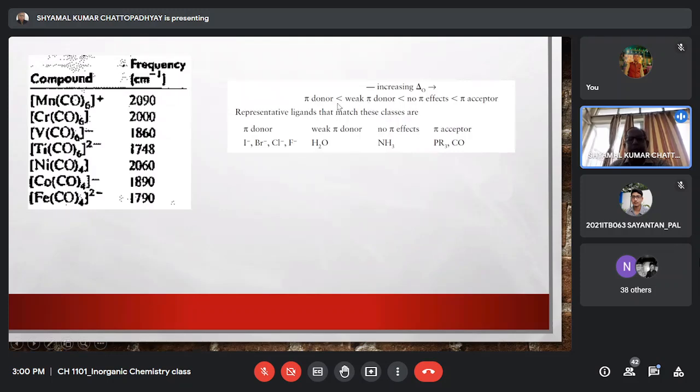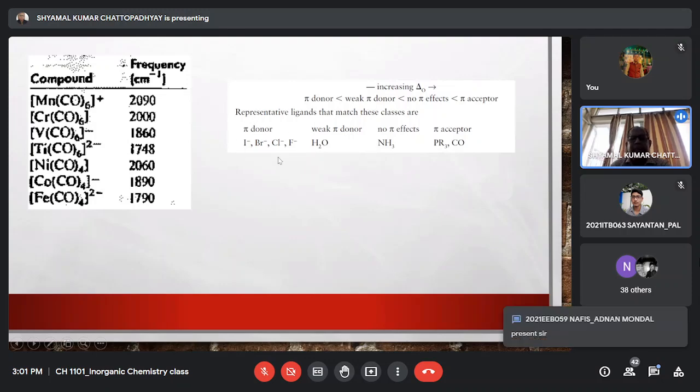And I have written it here that pi donor ligands like iodide, bromide, chloride, fluoride are strong pi donor ligands, and they have the weakest crystal field. Then water is a very weak pi donor or has negligible property, so it is more or less of intermediate crystal field effect. Ammonia, no pi donor, again is of intermediate crystal field strength. But when we have a strong pi acceptor ligand, like triphenyl phosphine or triphenyl arsine or carbon monoxide or cyanide, strong pi accepting ligands lead to a high increase of delta O.